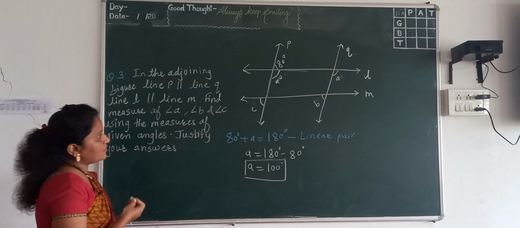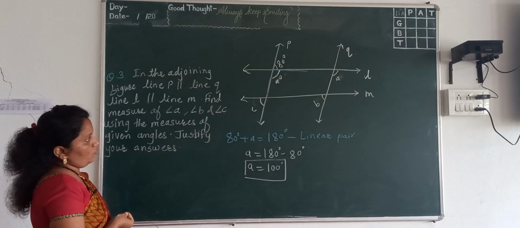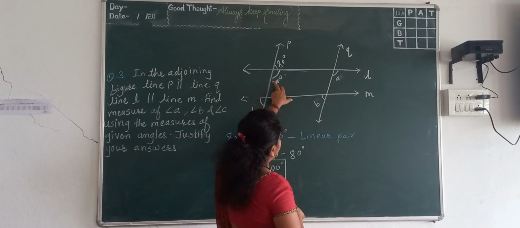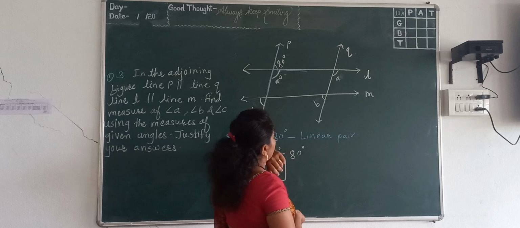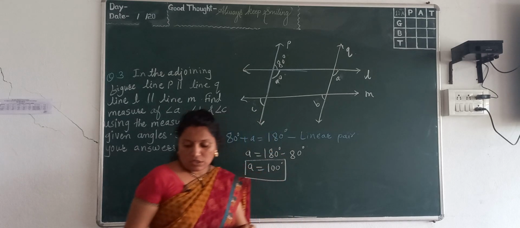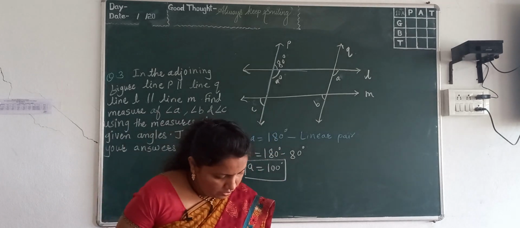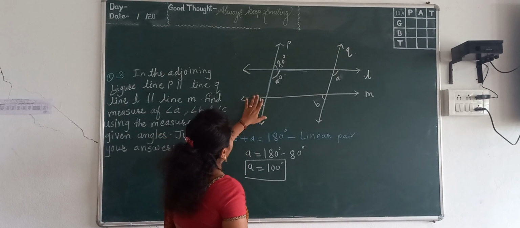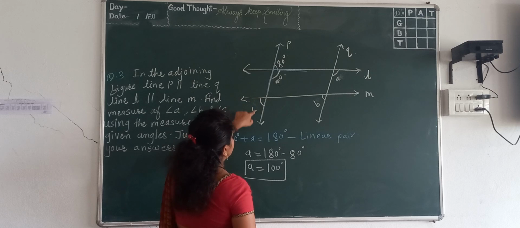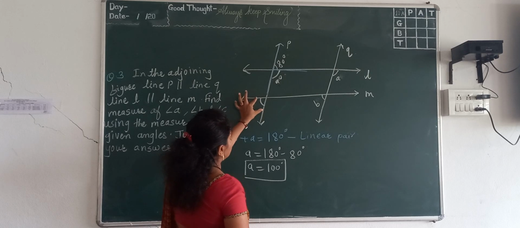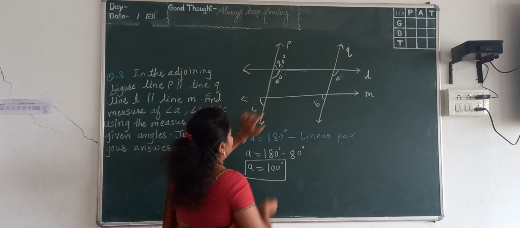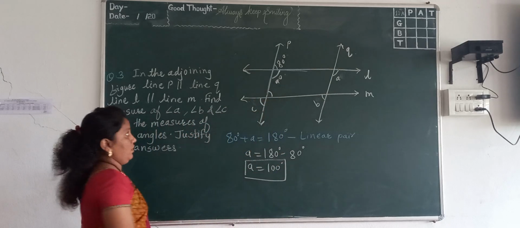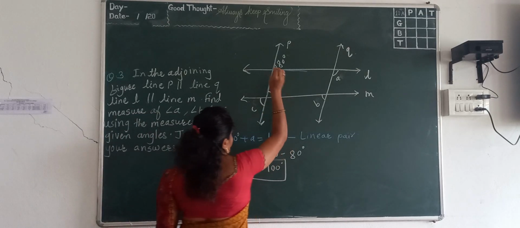Then next, find the value of B. First I am finding the angle C. In angle C, this angle measurement and this angle measurement will be the same because of opposite angles. Here also C.